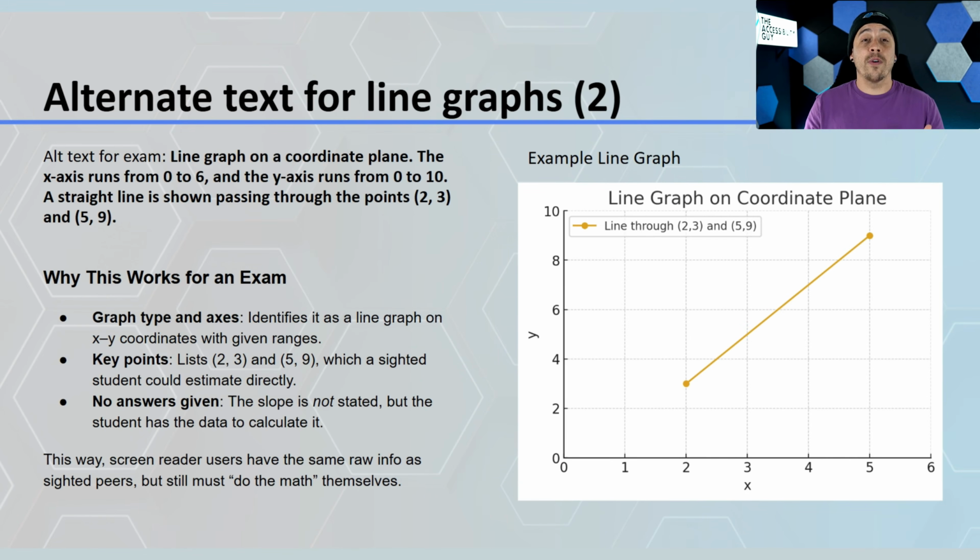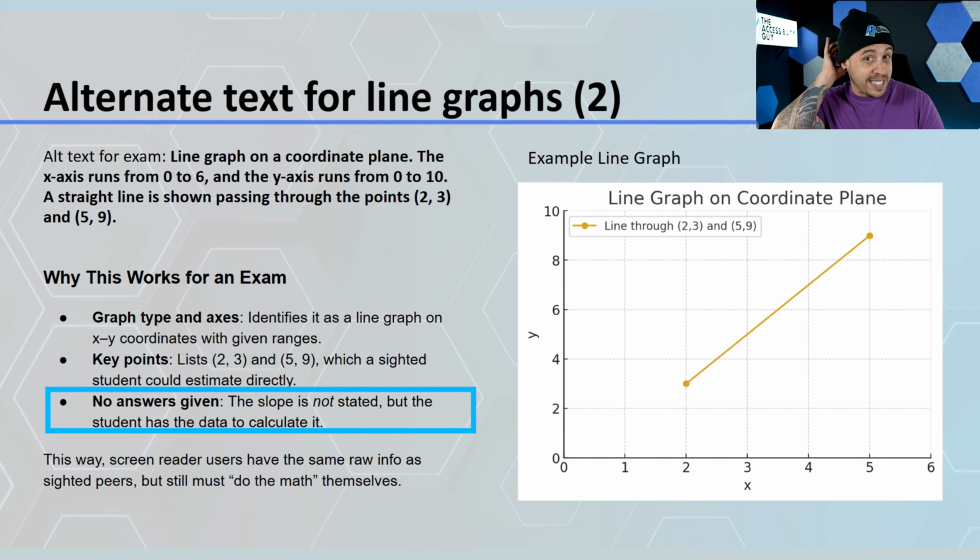Why this works for an exam, we give the graph type and the axes. We identify it as a line graph on XY coordinates with the given range. We give the key points, which a sighted student would be able to estimate directly. And we don't give any answers. The slope is not stated, but the student has the data to calculate it.